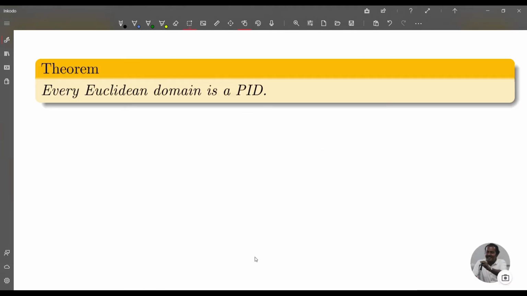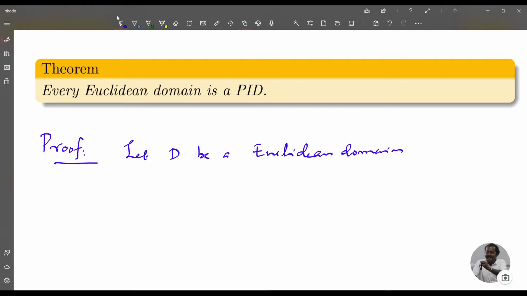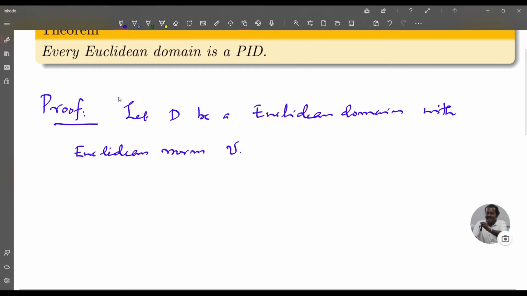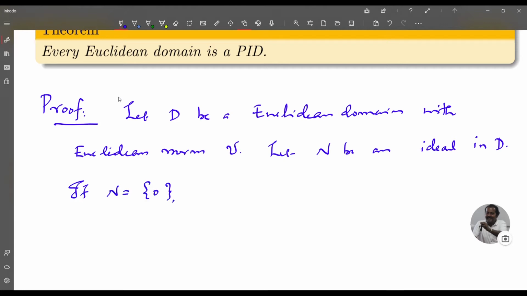Now we prove this theorem. Every Euclidean domain is a principal ideal domain. Proof. Let D be a Euclidean domain with the Euclidean norm nu. Let N be an ideal in D. If N is the singleton 0, then N is the ideal generated by 0 and N is principal.